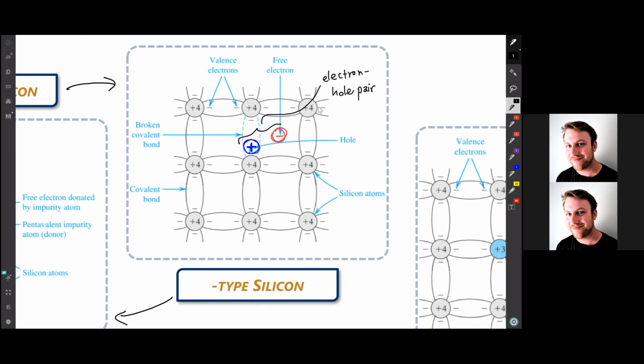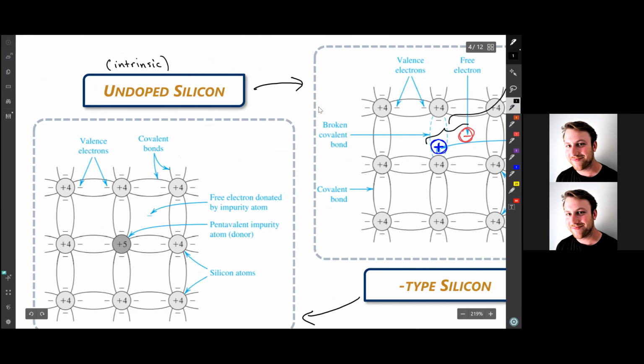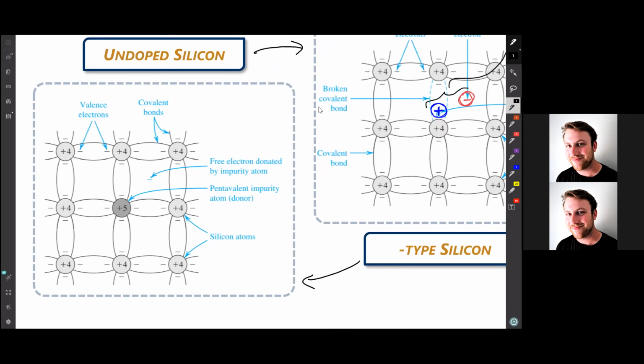That's our thermally generated electron hole pairs. So, temperature dependent concentration there. If we go over to doped silicon, I haven't written the type down yet, but we'll get to that.